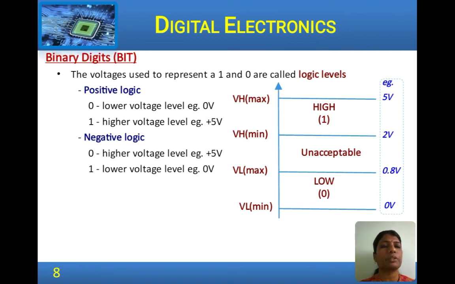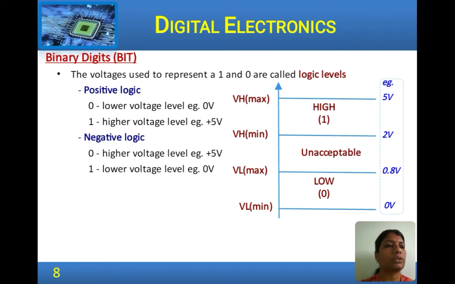The diagram shows the positive logic voltage levels. So, logic 0 is when the voltage lies in a value between VL minimum and VL maximum, that is, lower voltage minimum and lower voltage maximum value. And when the voltage level is between VH minimum and VH maximum, it is logic 1 or high. Any value between VL maximum and VH minimum is invalid or unacceptable.